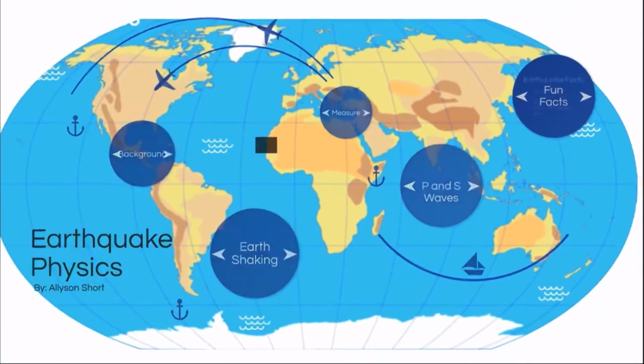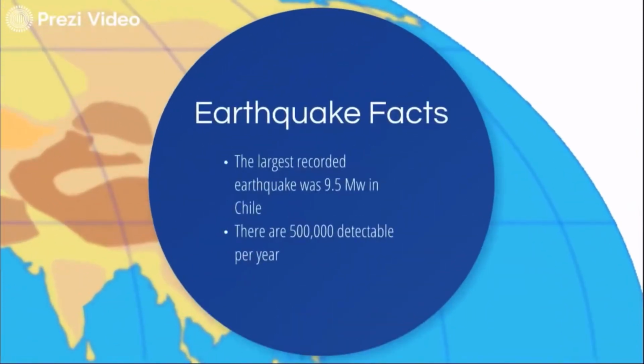Then we move on to some quick fun facts. The largest recorded earthquake was in Chile, with a magnitude of 9.5, which is really high on the scale. And there are around 500,000 detectable earthquakes in the world each year, but only 100,000 of those can be felt, and about 100 of these can actually cause damage.